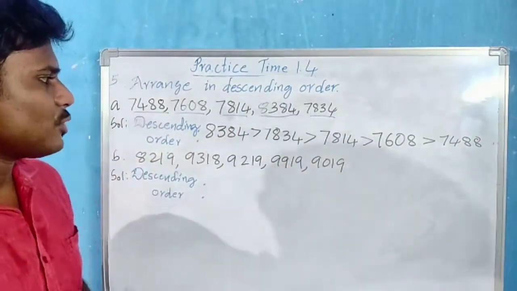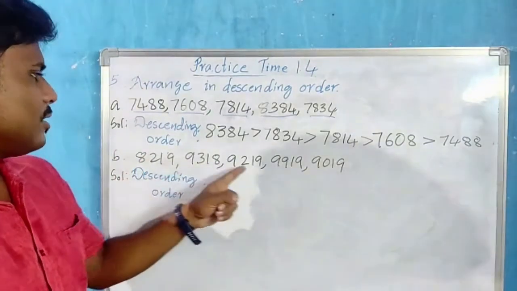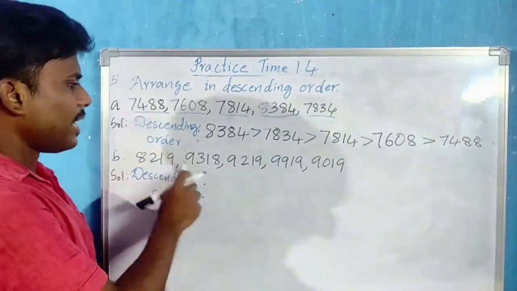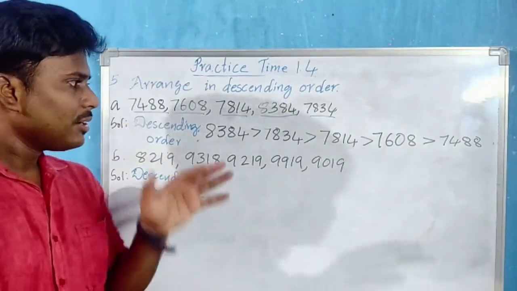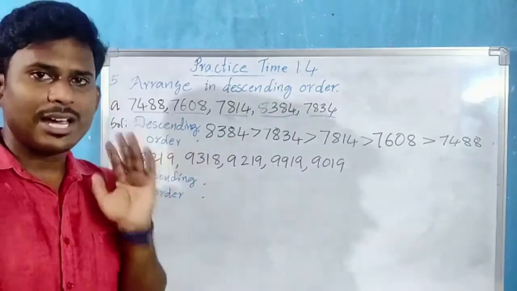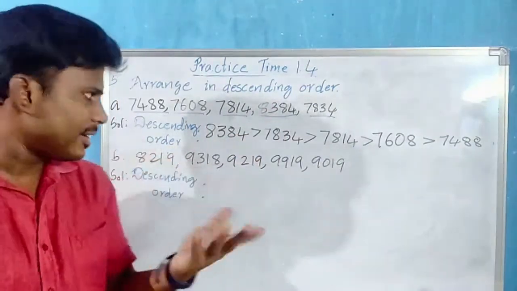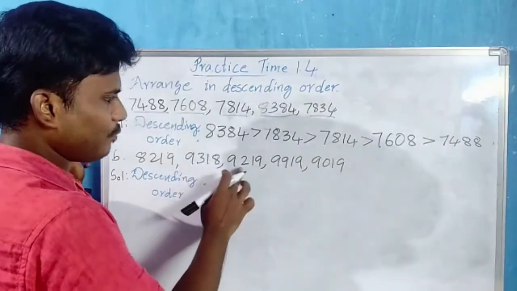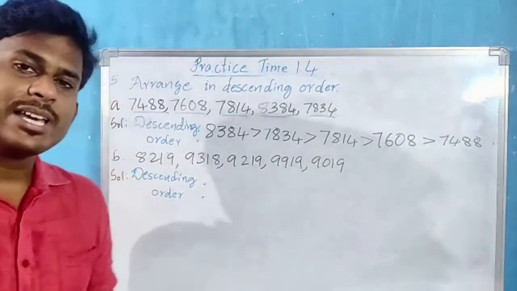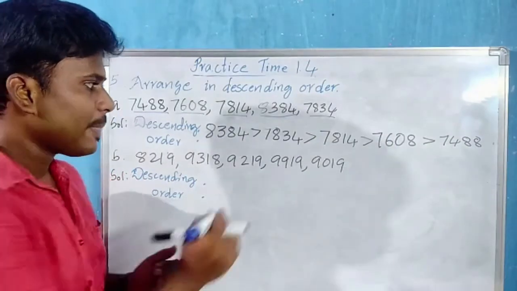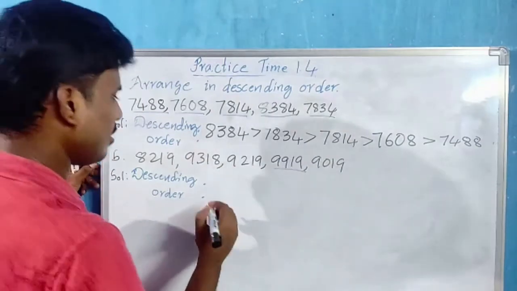Now go for the B question. Again from the greatest number to the smallest number. In the thousands place, look at 8, 9, 9, 9, 9. So we need the highest digit in the thousands place. So we have 4 nines here. Then go for the hundreds place. 3 here, 2 here, 9 here, 0 here. So in the hundreds place, which digit is greatest here? This digit. So this number will become the greatest number among all these.